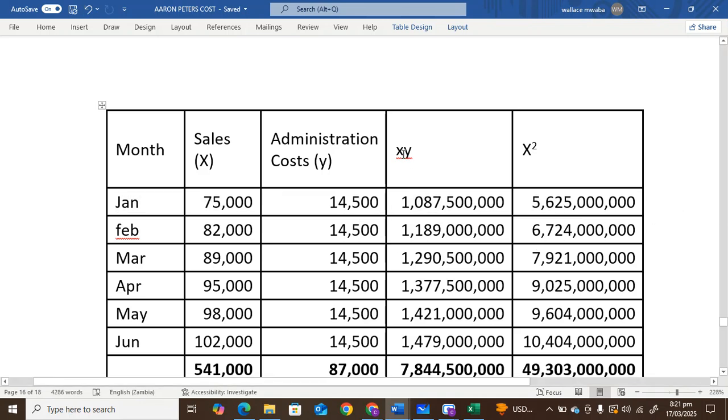So as you can see, where the tabulations are happening, this XY column, you're just multiplying the X and Y values. For February, when you multiply 82,000 times 14,500, you get 1,189,000,000. Then this X squared column, you're just going to square the X value. 82,000 squared, you get 6,724,000,000.